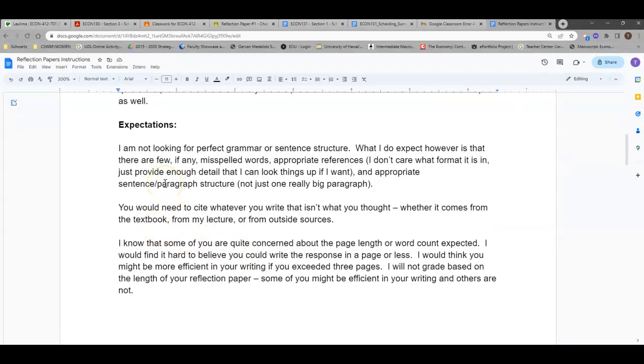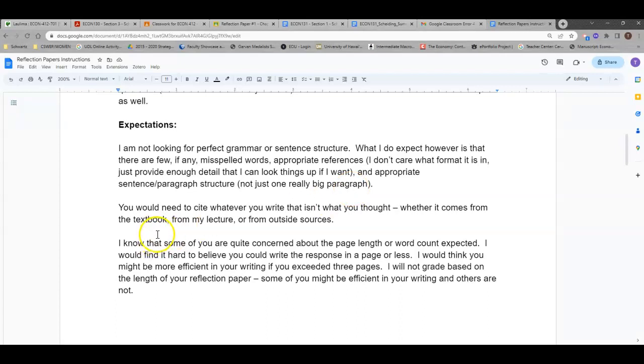In terms of expectations, this is always the hardest part because you can't read my mind. This isn't a writing class, so I'm not looking for perfect grammar. You can be working on sentences and how to structure them properly. The minimum things I'm wanting is that there shouldn't be too many misspelled words, because fixing the spelling on a word is pretty darn easy, right? If you're using either Google Docs or Word or anything like that. And the other thing is that you need to have references. By that, I mean, I don't care what format it's in. What I care is that you give me enough detail that I could look things up if I wanted. And then the final thing I say here is appropriate sentence paragraph structure. I'm not looking for perfect, I'm just saying appropriate. So just don't give me one really big long paragraph. Some of you have done that. Not you in this class, but others have done.